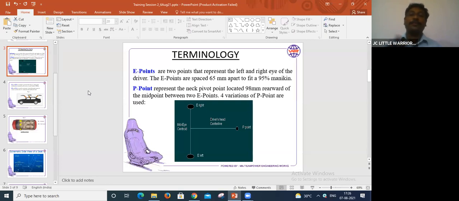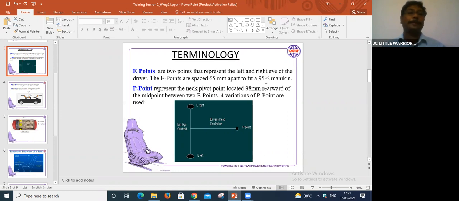I will let you know. Okay, first let us go through these things. E points, that is I points, nothing but I points. E points are spaced 65 apart to fit a 95 percentile mannequin. Okay, the E point is nothing but I points. Just remember that. And then they are spaced 65 apart, and to fit a 95 percentile mannequin. What is a 95 percentile mannequin, and why should it be considered?